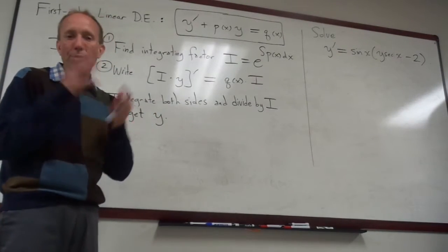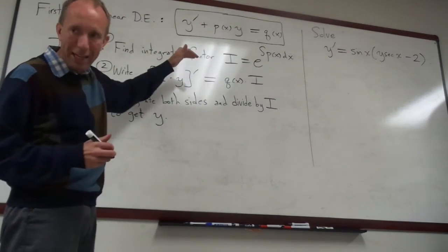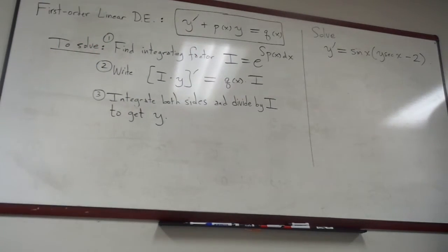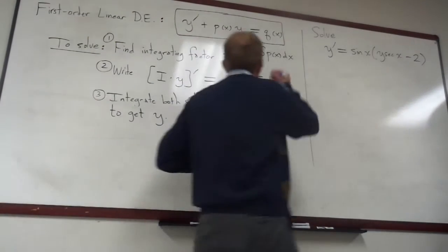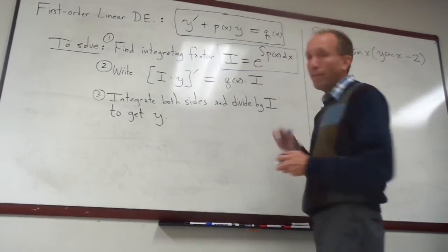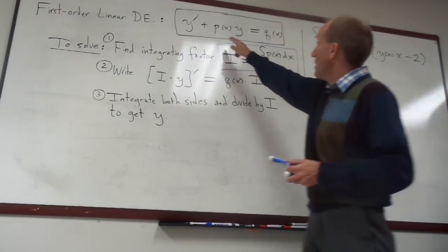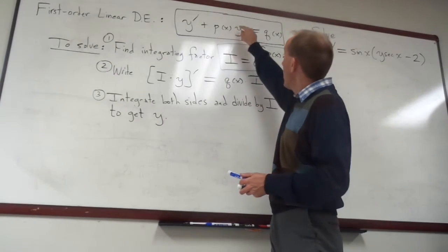In class I derived everything and went through all the details, but here this is just the summary. So the first thing is that you have to have an integrating factor, and we have a formula for that. That's this I right here. Integrating factor I equals e to the integral of p of x dx, p of x being the thing that's multiplied in front of the y, right?